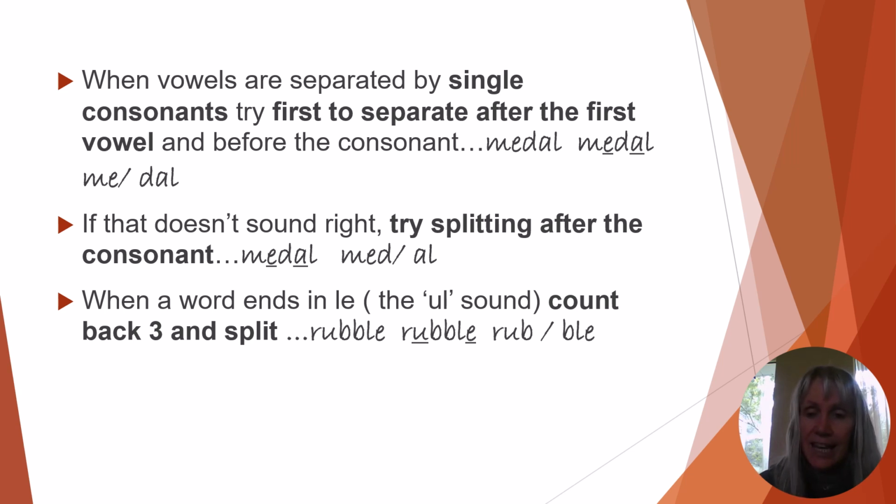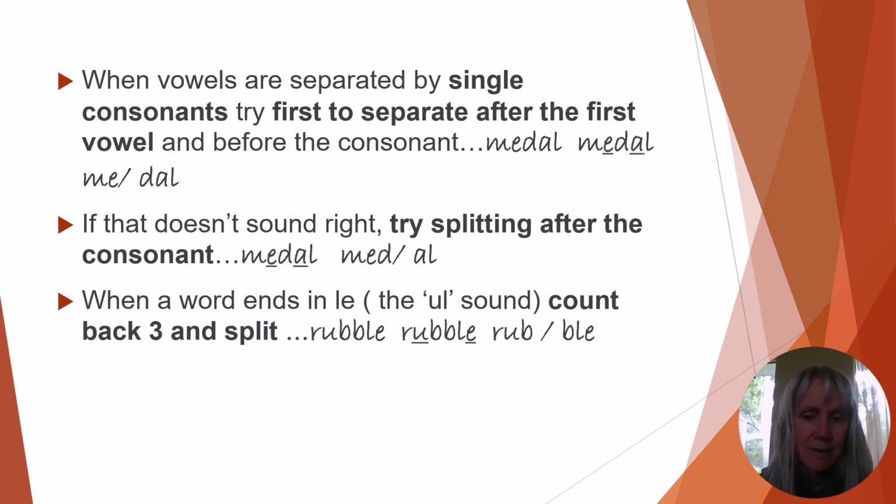R-U-B-B-L-E. Let's look for our vowel graphemes. The first one is the U. We will underline that. The second one is an E. It is not a silent E. There's too many consonants in front of it, so it is not a silent E. It is a necessary vowel. So we put an underline underneath that E. Now we have two vowel sounds, therefore two syllables. Where do we divide those syllables?